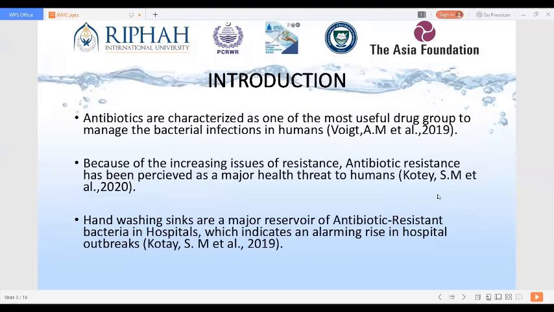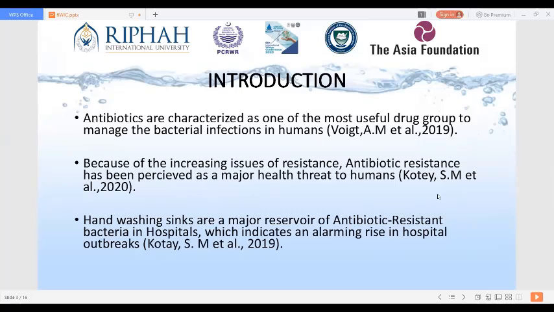Introduction. Antibiotics are characterized as one of the most useful drug groups to manage bacterial infections. As we know, antibiotics were once considered one of the most effective drugs for the treatment of bacterial diseases such as typhoid, pneumonia, tuberculosis, and many other diseases. But in the past few decades, we've seen an increasing issue of resistance. Due to this, antibiotic resistance has been perceived as a major health threat to the public.